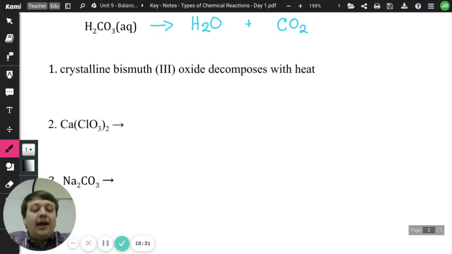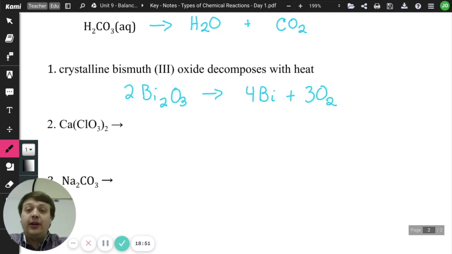All right, next one. Now this one is a word problem. So here it says crystalline bismuth oxide decomposes with heat. So we've got bismuth oxide, it is decomposing. I want y'all to go ahead and solve this problem. So pause your video, solve this problem, and then we'll go over it.